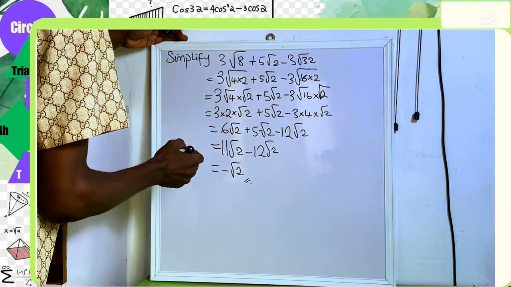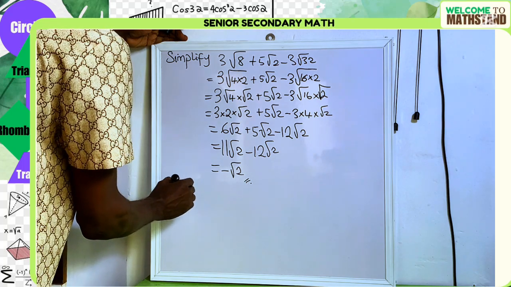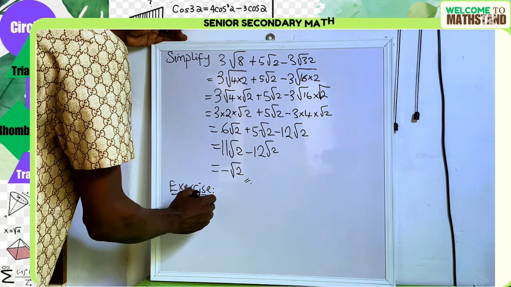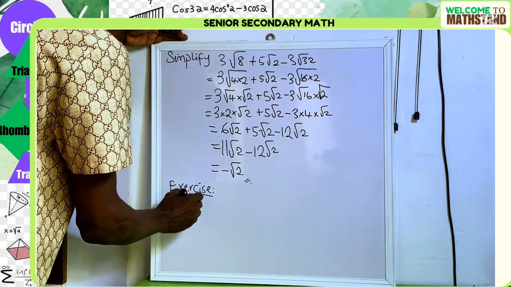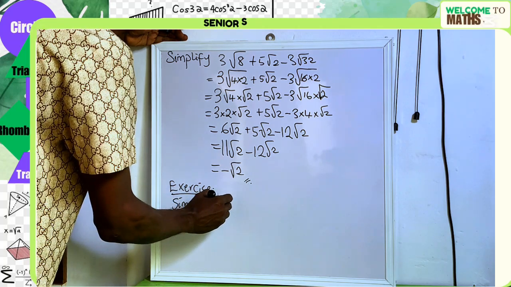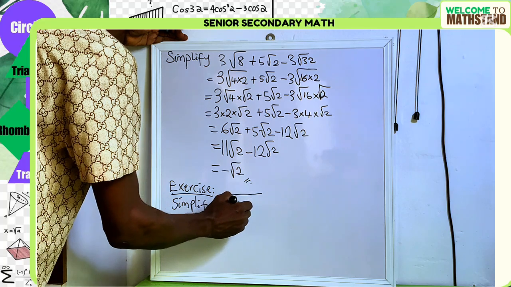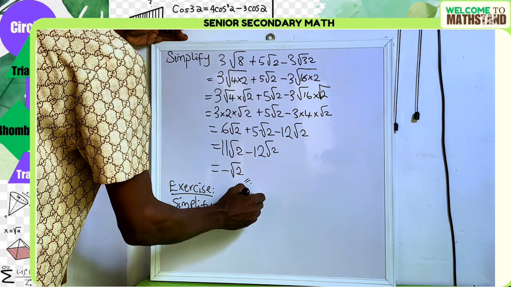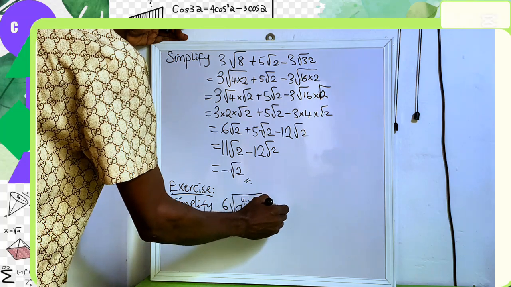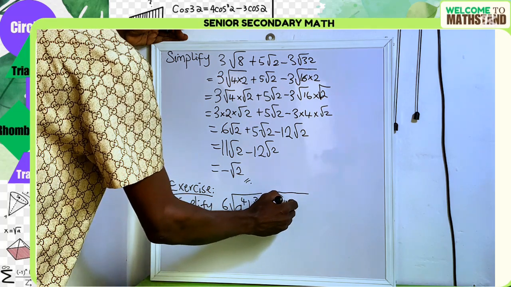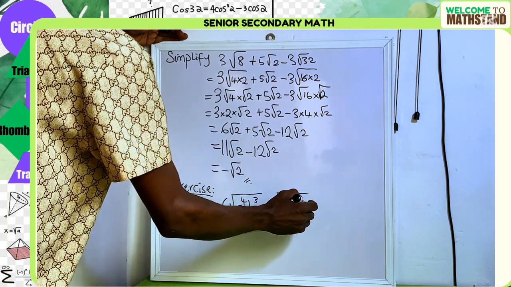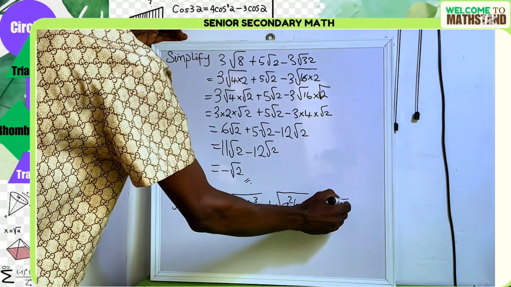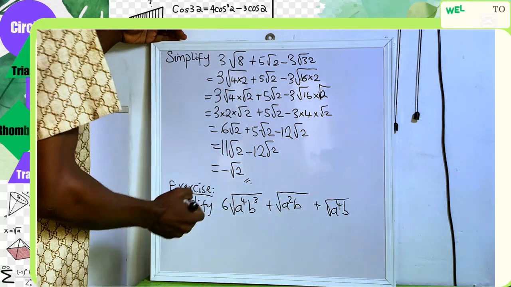Let me drop this with you, just work this out. Simplify 6√(A⁴B³) plus √(A²B) plus √(A⁴B).